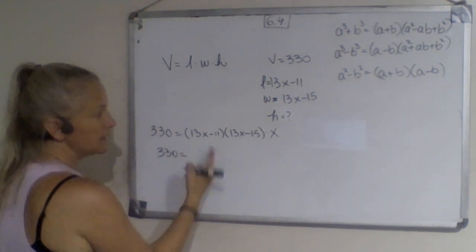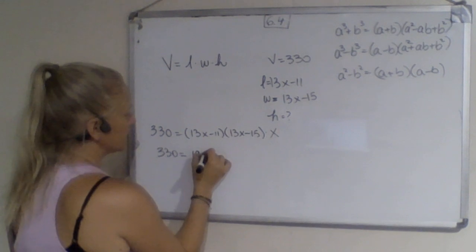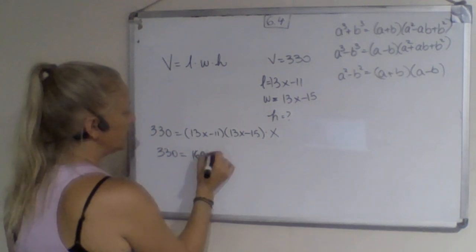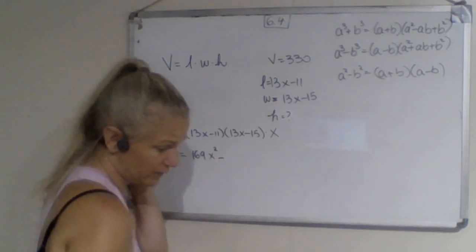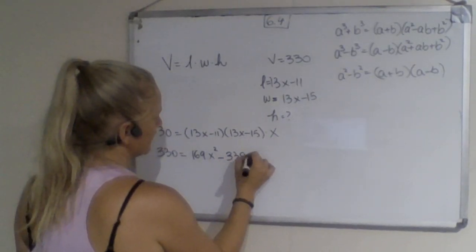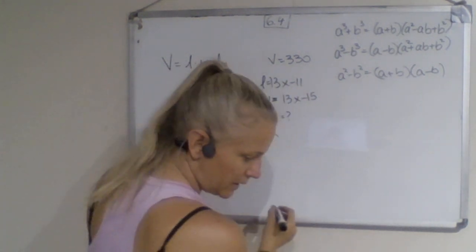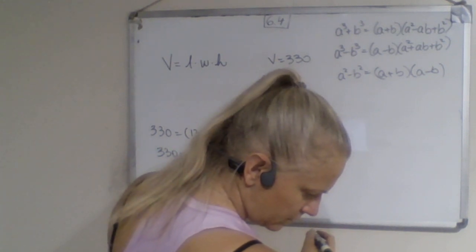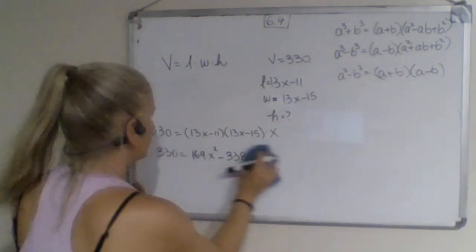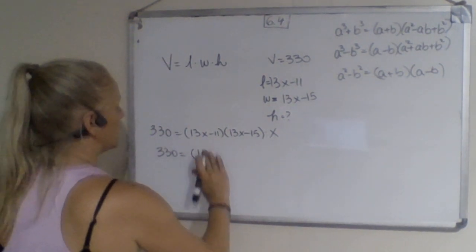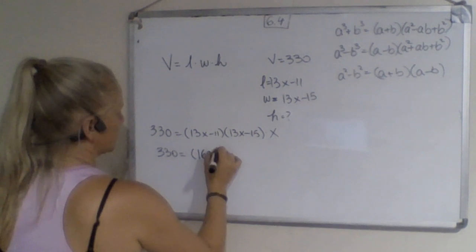330 equals, this is FOIL, so this becomes 169. Oh, they did it in the book for me. Don't listen to this, what I'm doing right here is wrong. I'm going to have to use my calculator. The only right number is 169x squared. That's my firsts.